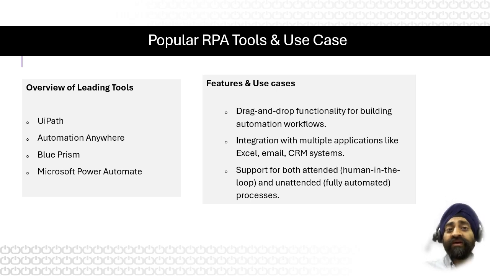The next one being Automation Anywhere. It is known for its scalability, making it suitable for both small businesses as well as large enterprises. And it offers advanced features like cognitive automation. With cognitive automation, it allows bots to handle unstructured data and make decisions based on AI models. Today, it's not essential that you will always have structured data. There are enterprises wherein you will have unstructured data also.